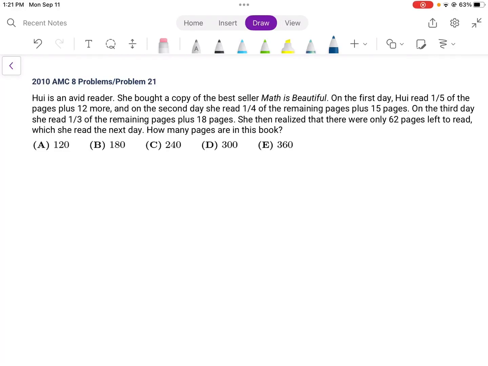Problem 21. To solve this problem, let's first write out the pages she reads each day. On the first day, she read 1/5 of the pages plus 12 more. Let's assume the total pages is n. So the first day, she reads 1/5 n plus 12.